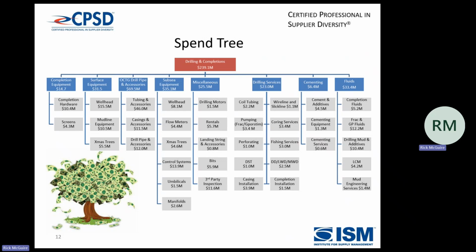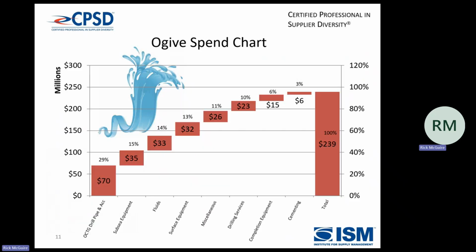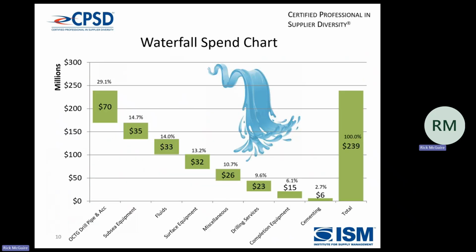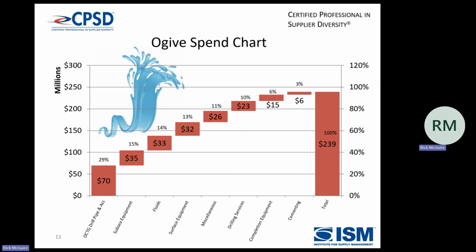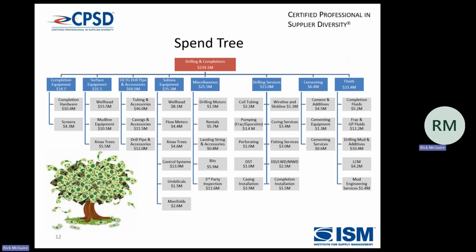Then this is a spend tree. So the ogive and the waterfall are just the same chart, just opposite directions. And usually they'll combine this ogive as a line above a Pareto analysis, which is a ranked histogram. But spend tree is an interesting look too.